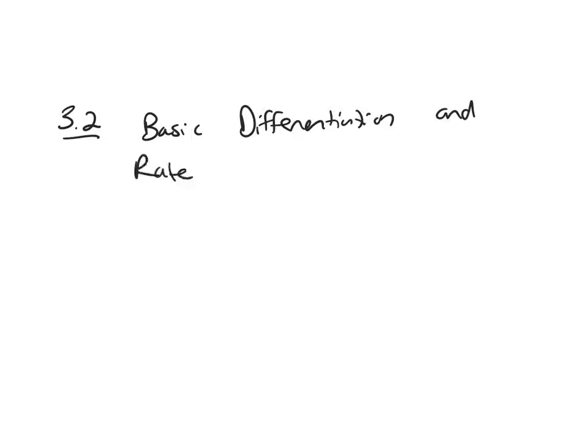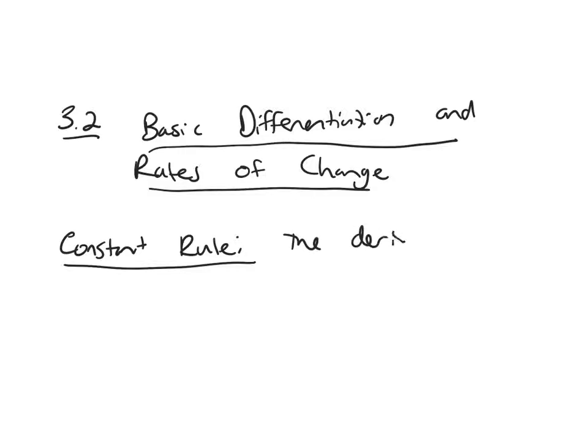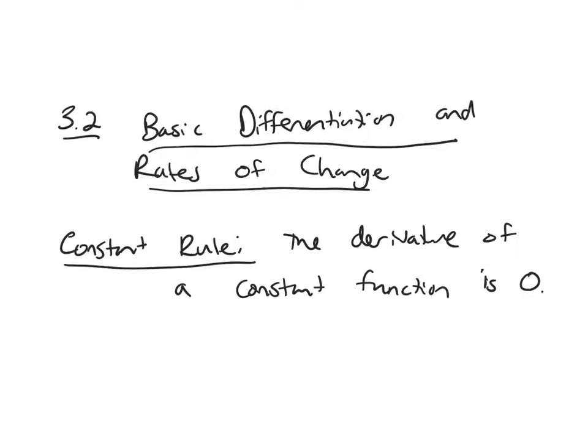Right, let's start our next section, which is 3.2. That's about basic differentiation and rates of change. So we're going to start with the constant rule, which says when you take the derivative of a constant function, you get 0.